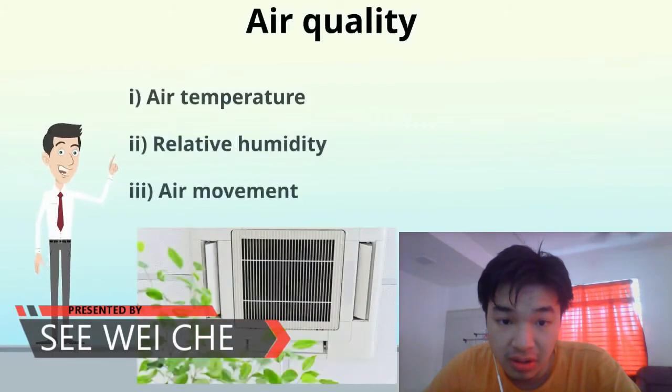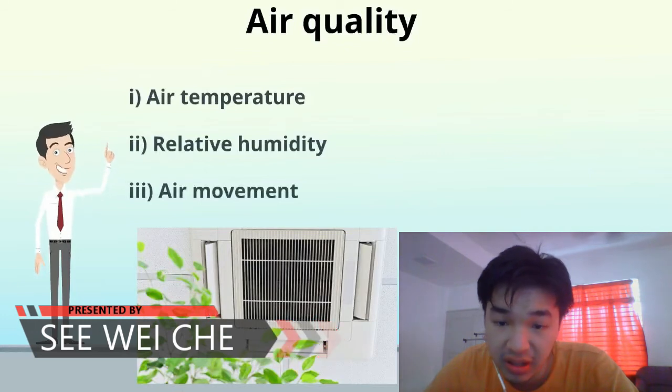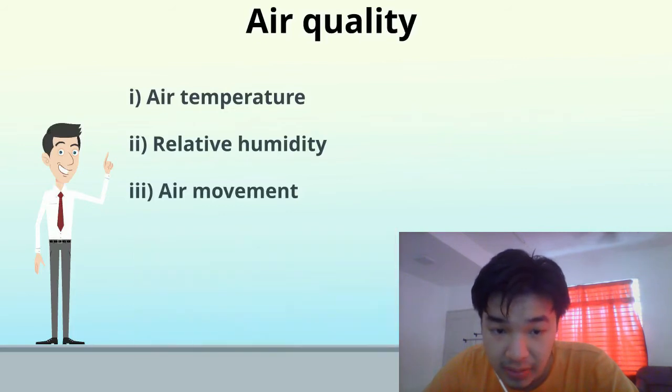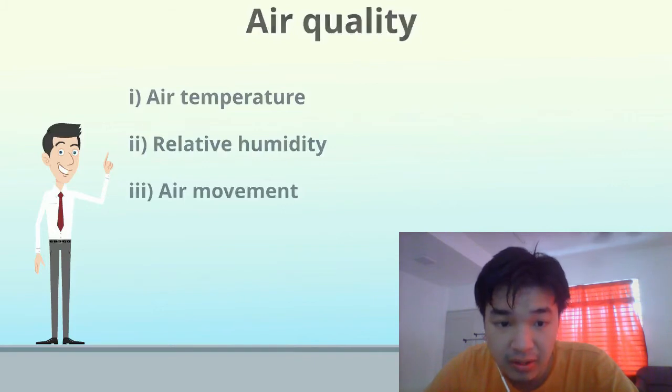Now I'm going to talk about the impact of electrical and control system in HVAC system for air quality. As we know, there are three types of air quality factors, which are air temperature, relative humidity and air movement. All of these have a great impact on the electrical and control system in HVAC.